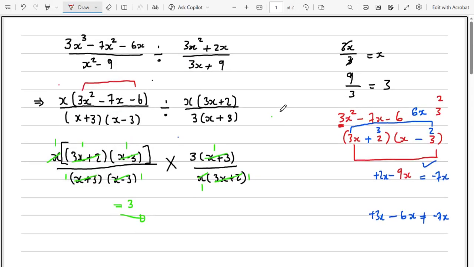So the first step was important, taking x out as a common factor. There's a mark for that. And also factorizing the bottom part, there's a mark for that. And then also taking out x as a common factor, there's a mark. And also taking 3 out as a common factor, there's also a mark. And they'll definitely give you a mark for factorizing that quadratic equation. Then you'll get the mark for the final answer. And that's 6 marks in total.